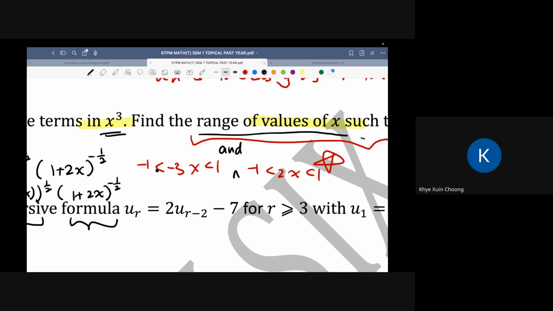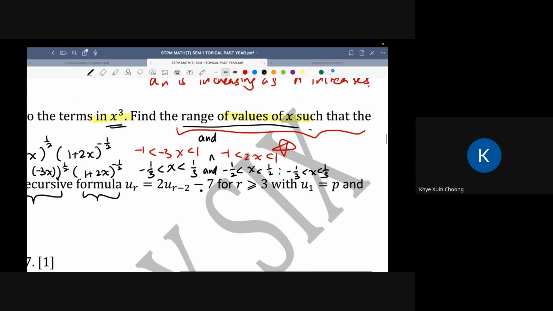So from here, you can find that x should be between -1/3 and 1/3. From here, you found that x should be between -1/2 and 1/2. If you want both to be true, then you need to find their intersection. So their intersection should be -1/3 to 1/3, because this is the smaller range. You need to find their intersection, so this should be the final answer.